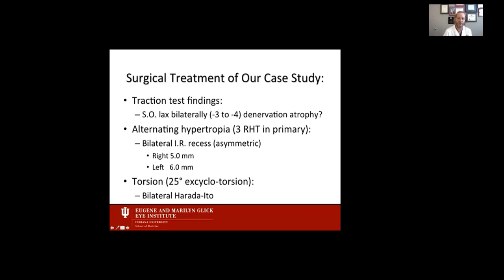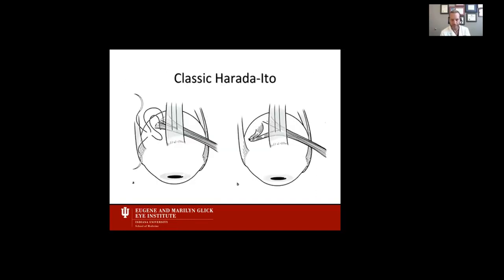And then for her torsion, we did this bilateral Hirata Ito. And let's look at that, because the Hirata Ito is a very useful, very interesting, and I think perhaps underutilized procedure for many of us. Now, the classic Hirata Ito, as originally described, involves splitting the superior oblique tendon and separating the anterior half of the fibers from the posterior half of the fibers.